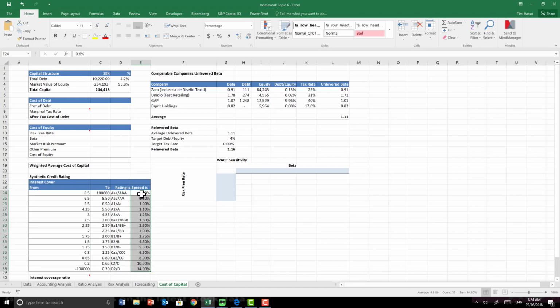And these credit spreads are to some extent based on the credit ratings from S&P and Moody's. But what we're doing here is really creating a synthetic rating because H&M in this case does not have a rating because they're not issuing corporate bonds. And this synthetic rating is completely based on the interest coverage ratio, which we can see down here. And if you go into the comment section, it says EBIT divided by interest expense.